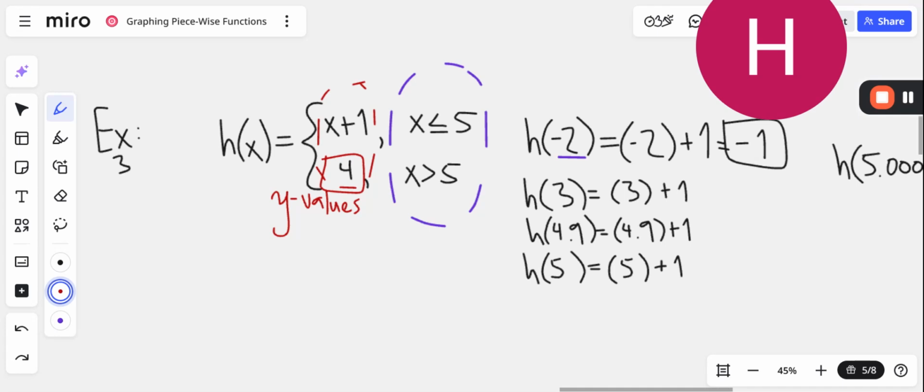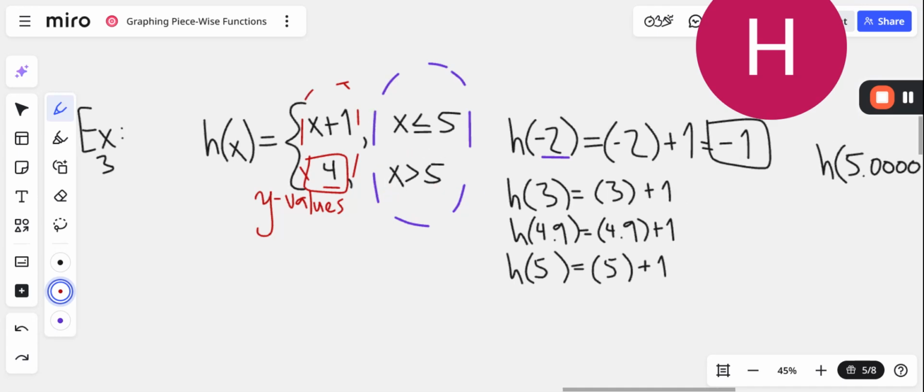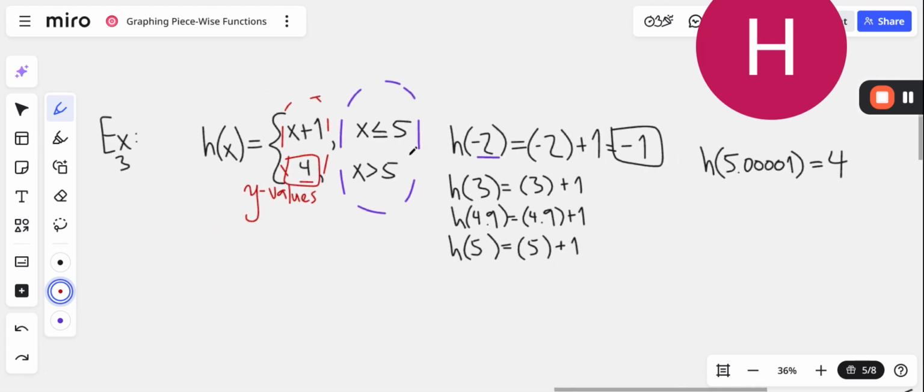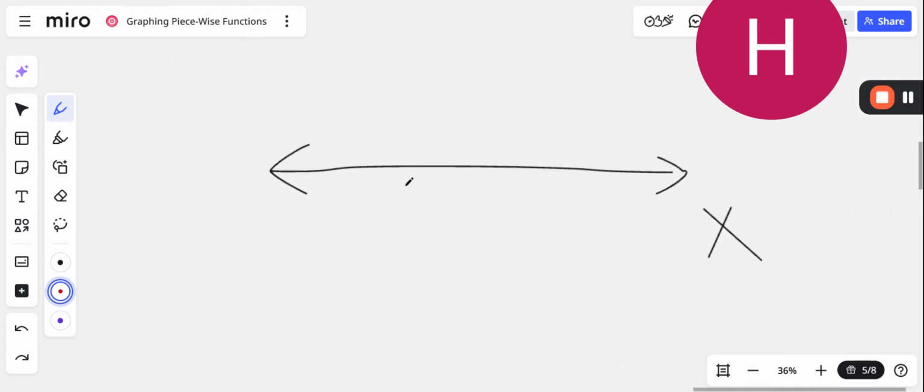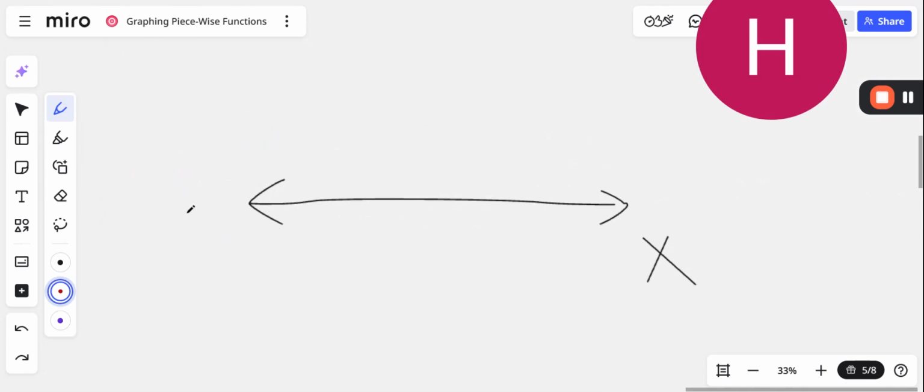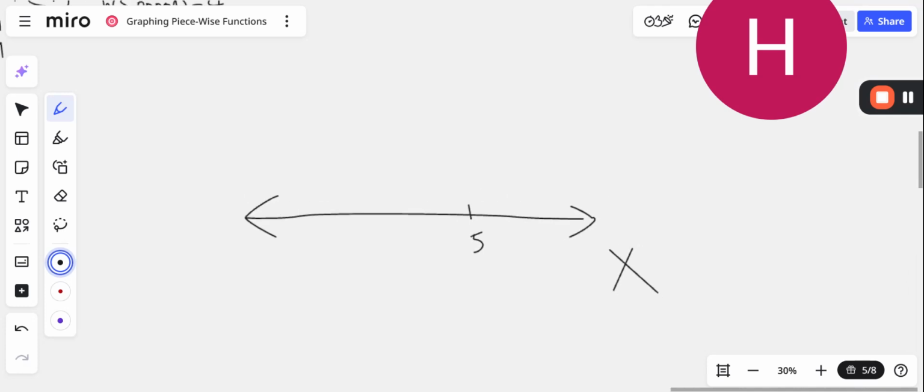All the y values are 4, no matter what the x values are, so long as we are respecting the domain condition x is greater than 5. So let's mark that potential breaking point on the grid at 5. And here's where we're going to have a little bit of a different appearance, because we can just put 5. I'll put 5 right here. Here's our potential breaking point.